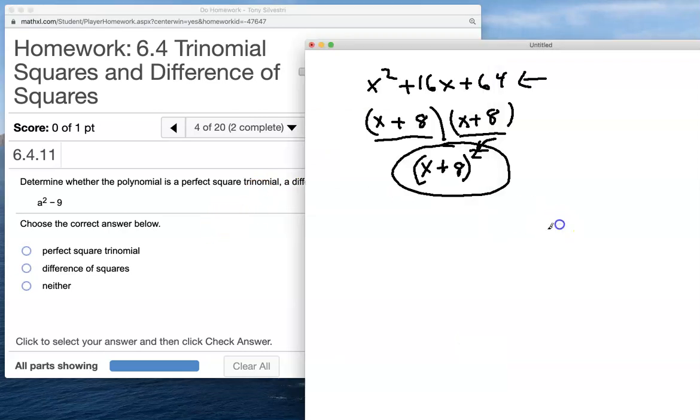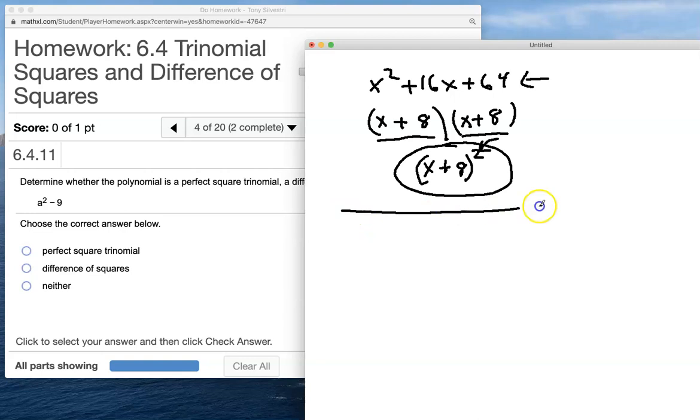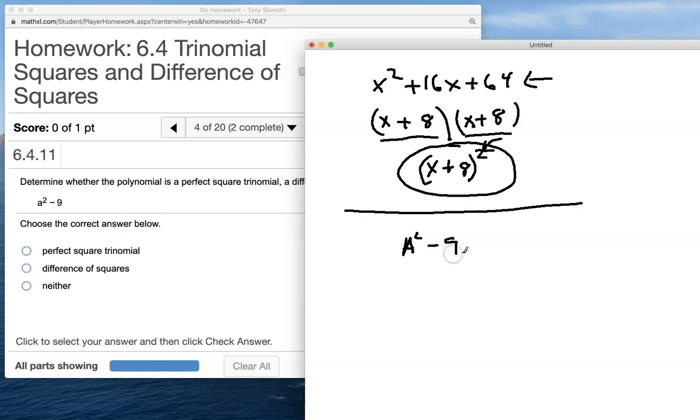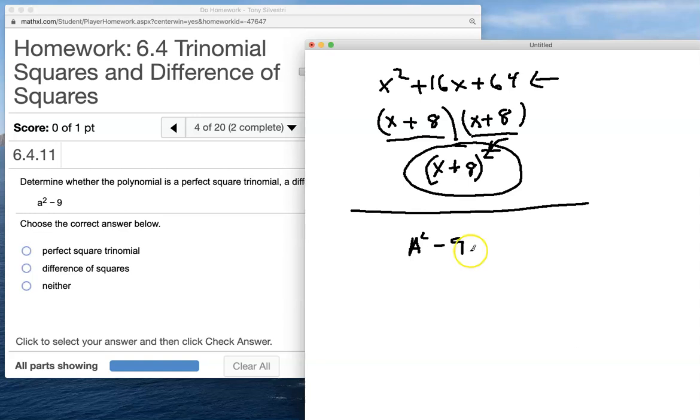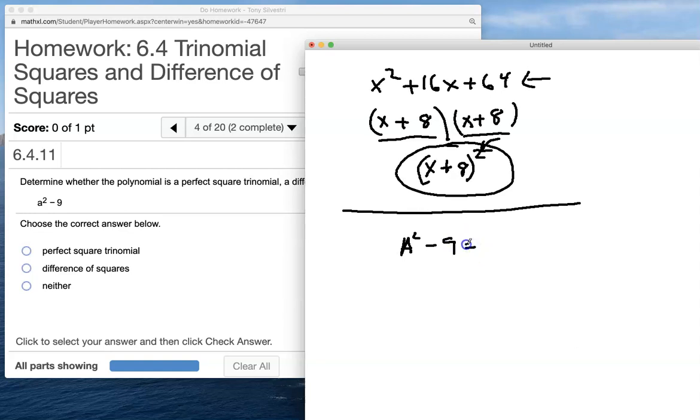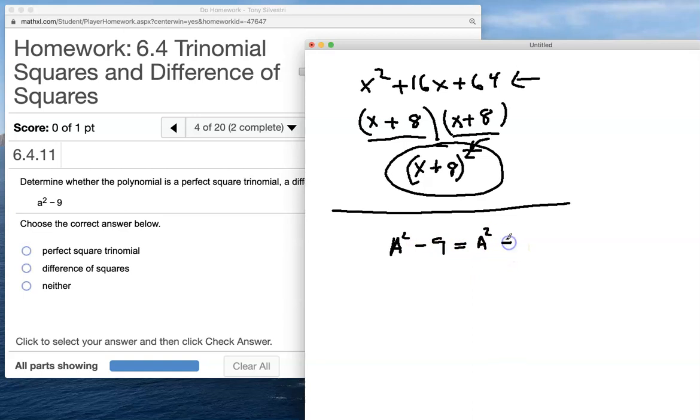Now this guy here is a special pattern that I'm going to sneak right over here on the bottom. I'm going to say a squared minus 9, and you're going to say, whoa, where's the middle term? The middle term a. Well, it's there, because I can make it look like this. a squared. Is there an a term, a regular a term? No. I can put down a 0.